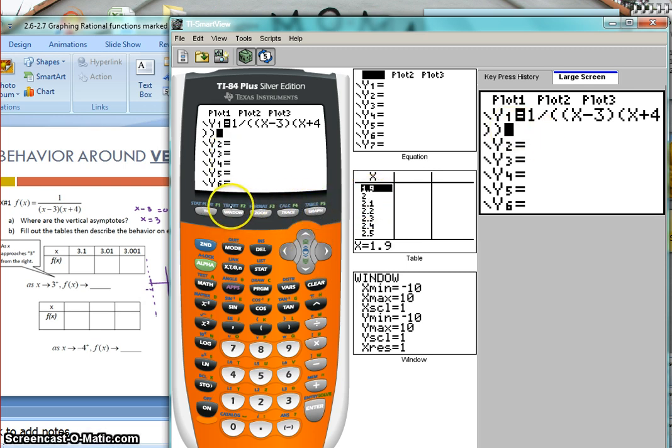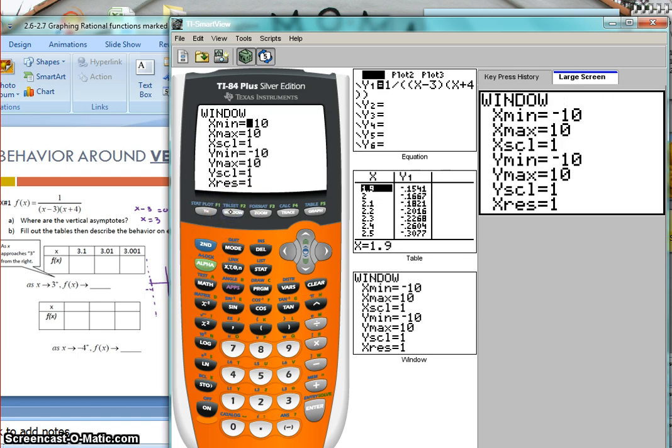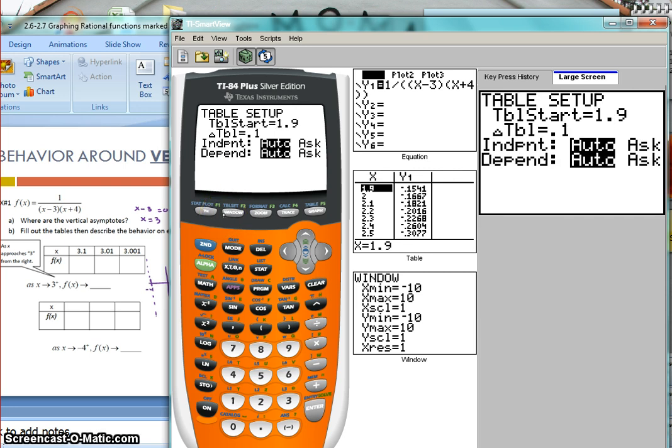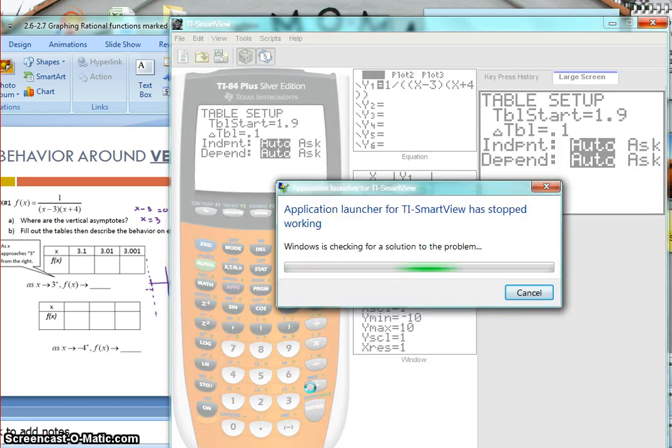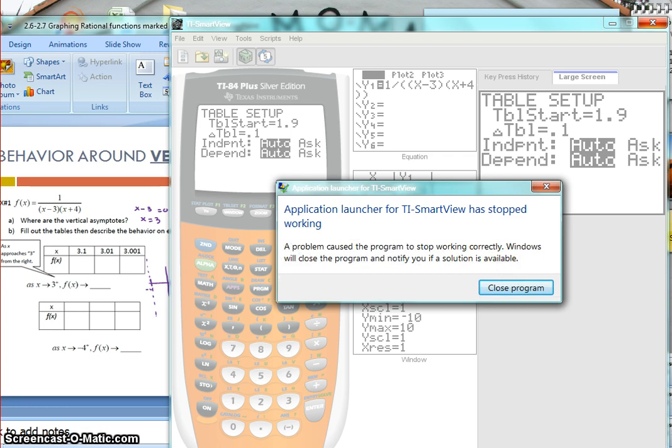So I'm going to go to my table setup, which is second and then window, so that I'm in the second window to get to the table setup, and I'm going to arrow down to put it in ask mode. When you put it in ask mode, you're able to put the values that you want into the table instead of it automatically filling it out for you. And my calculator crashed, so let me pull that back up again.